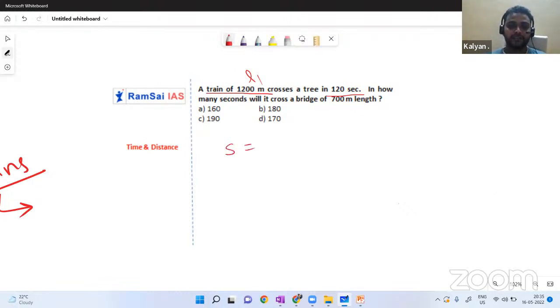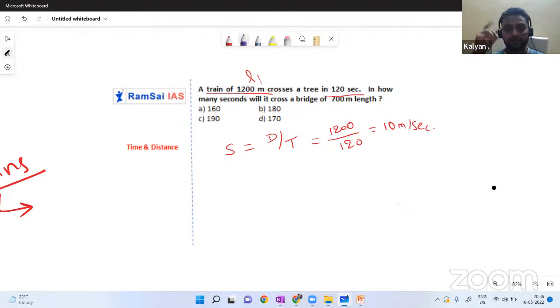Speed of the train is equal to distance by time. Distance is nothing but the length of the train, 1200 meters, by what is the time taken, 120 seconds. So second, how many seconds will it take to cross a bridge of 700 meters?